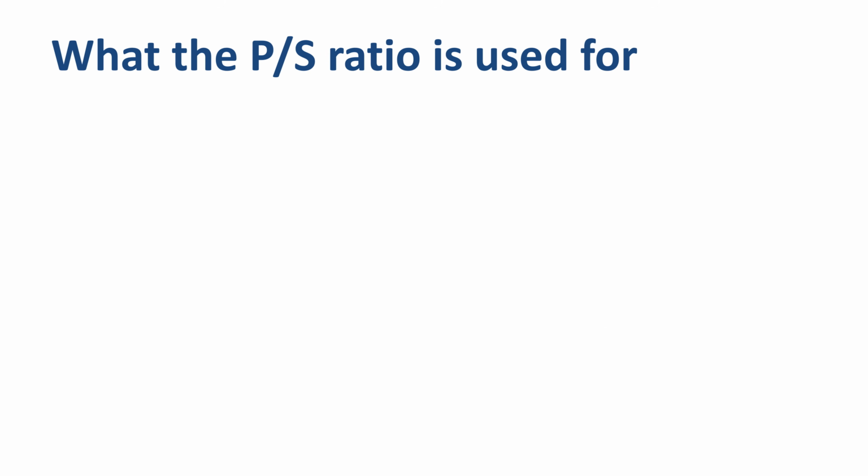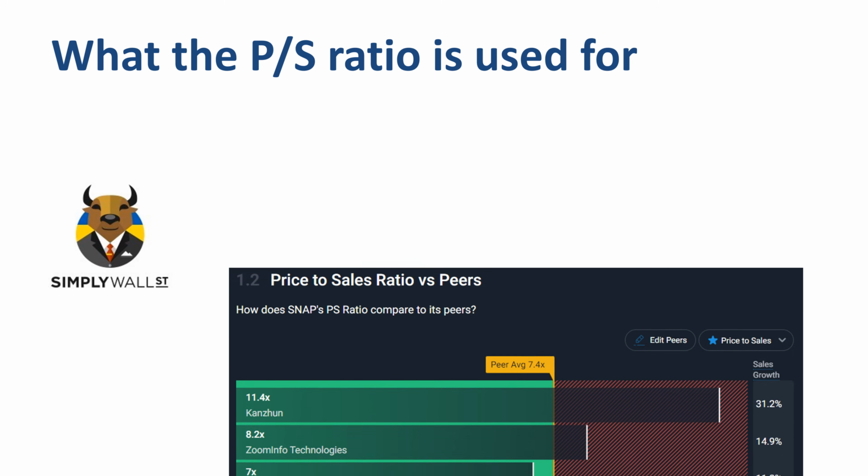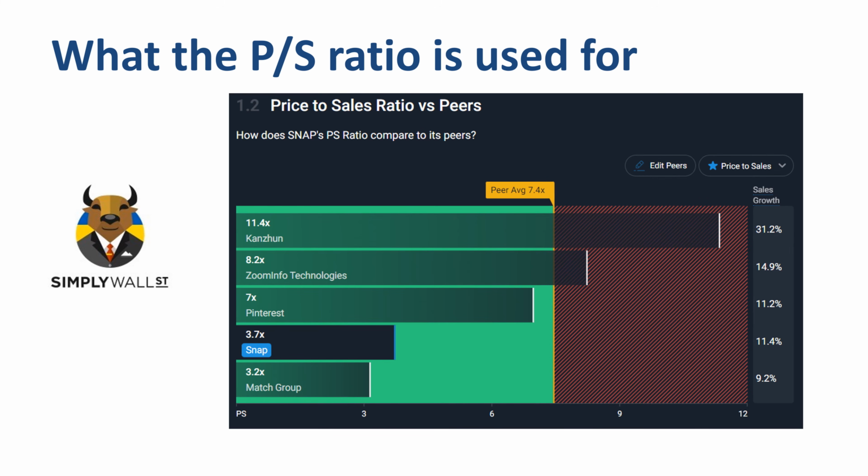Back to the price to sales ratio. The price to sales ratio in isolation is not necessarily interesting. It gains analytical strength when used in comparison. Courtesy of Simply Wall Street, here is the first comparison you could make. If you believe that Pinterest is a relevant peer or competitor to Snap Inc., you could compare the 3.7 price to sales ratio of Snap Inc.